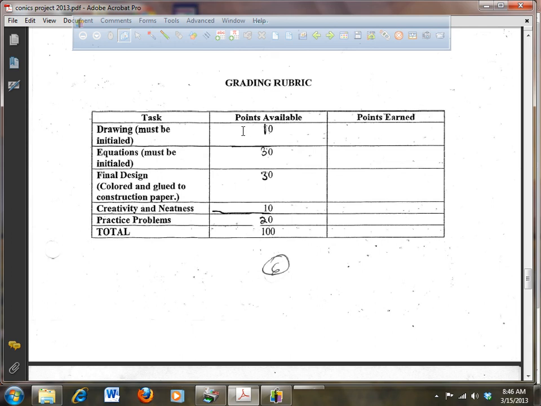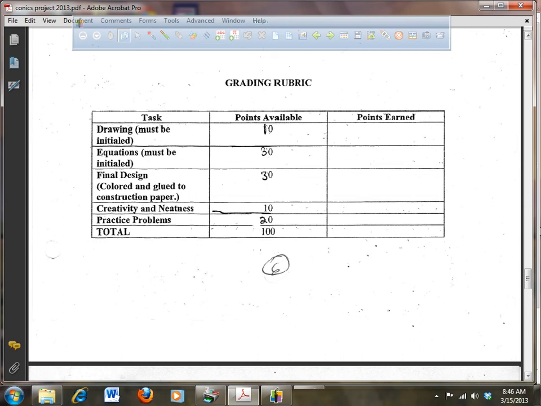So you've got to be working on this over spring break. It'd be a good thing to work on. The drawing must be initialed. That's worth 10 points. I don't really care about initialing the equations, but you do have to have a chart with your equations in standard form and then in calculator form, and number which ones match on your graph, on your original. The final design, like those up on the wall, creativity and neatness counts for 10 points, and practice problems count for 20 points.